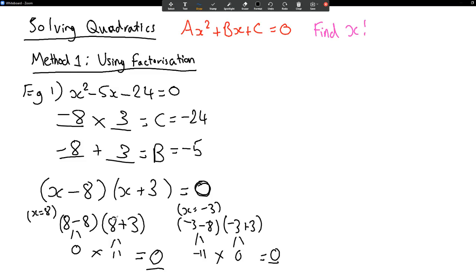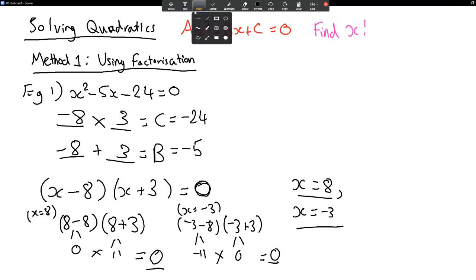So the general method to finding these values is to see what would make the first bracket equal 0 and what would make the second bracket equal 0. And those are your two values of x. So now we can say x equals 8, x equals minus 3. Those are our two. We have solved this equation. We know that x can either equal 8 or minus 3.